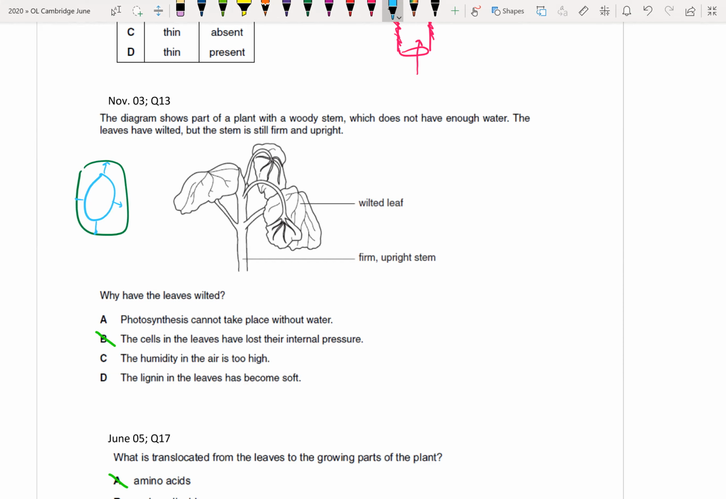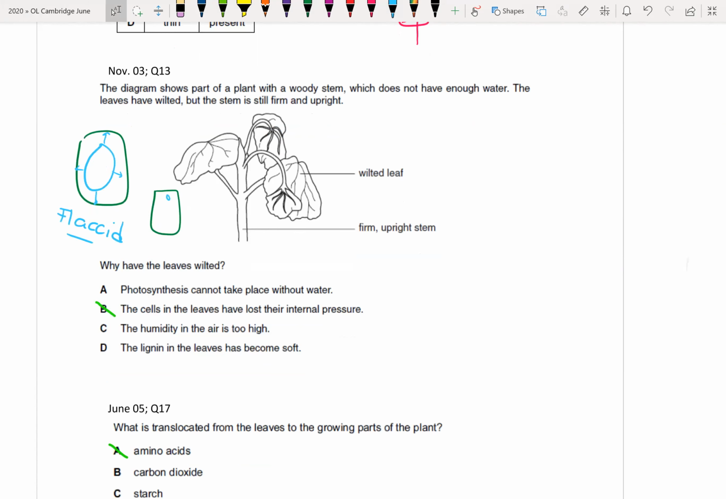But when the plant is wilted, we have loss of the internal pressure. The vacuoles have become empty, and this first step is what we call flaccid, and we say there is loss of the internal pressure. So the cells in the leaves have lost their internal pressure. Are you okay with that, Omar? Yeah, miss. Okay.